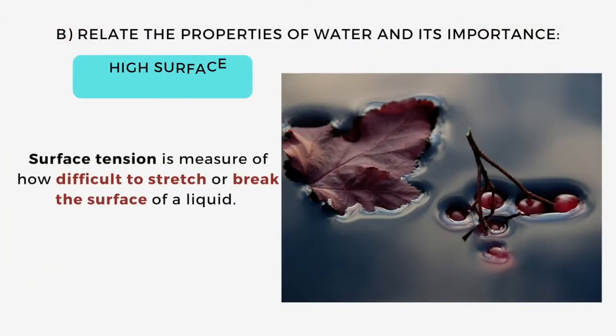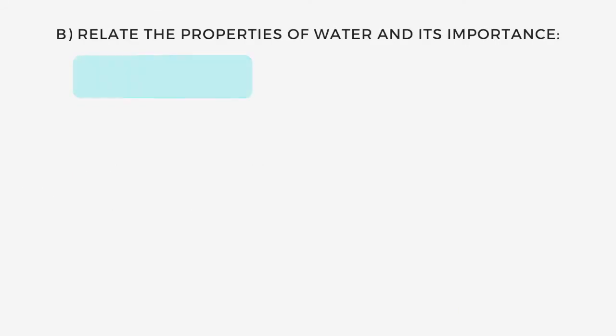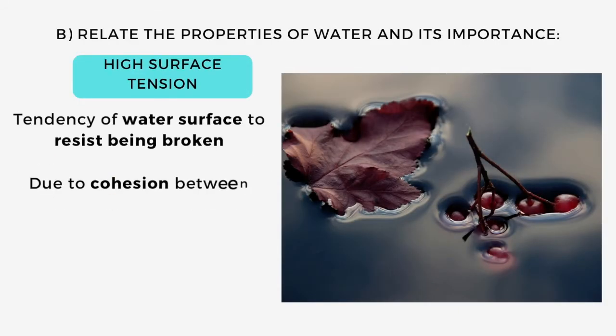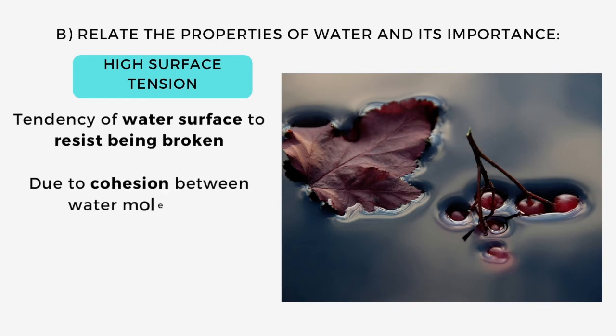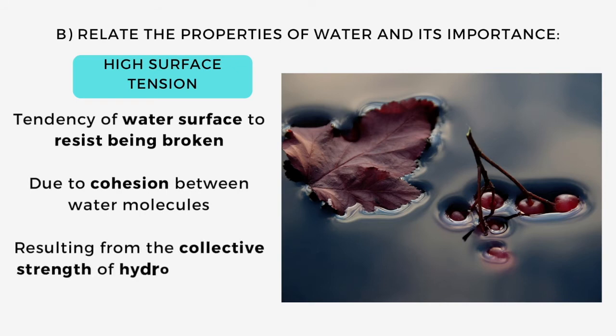The next property is high surface tension. Surface tension is a measure of how difficult it is to stretch or break the surface of a liquid. High surface tension, also known as the tendency of the water surface to resist being broken, is due to cohesion between water molecules resulting from the collective strength of hydrogen bonds.